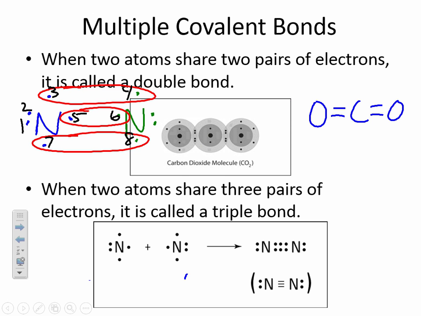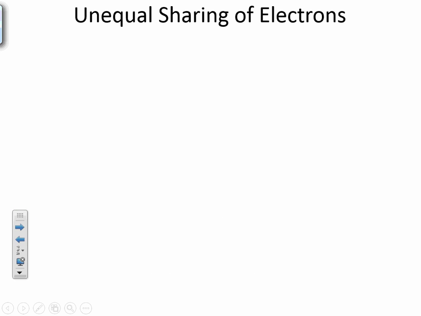So unlike the double bond, it's going to look like this. 1, 2, 3, 3 lines, and there's N. Now the question becomes, can we have a quadruple bond, which is 4? Not really. We really just have single, double, and triple bonds when we talk about covalent bonds. So, all right, unequal sharing.